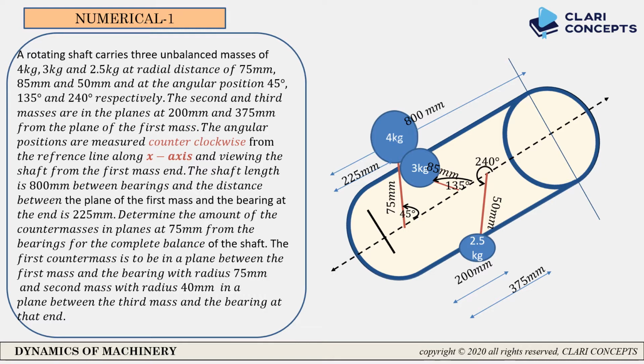for complete balance of the shaft. The first counter mass is to be in the plane between the first mass and the bearing, with radius 75 mm. The second mass, with radius 40 mm, is in the plane between the third mass and the bearing at that end. It means you have been given two planes at both ends and the radius of the masses placed there: one is 75 mm and another one is 40 mm.